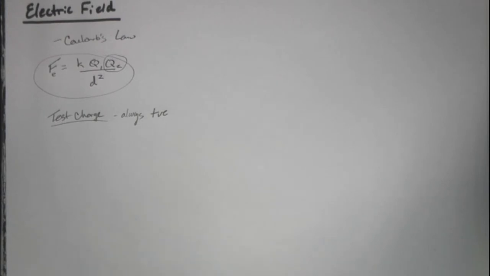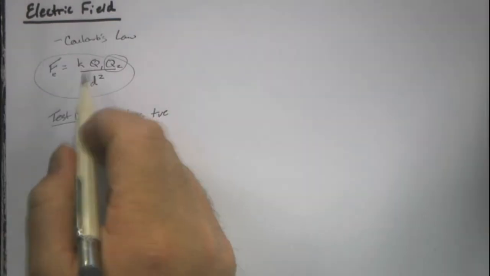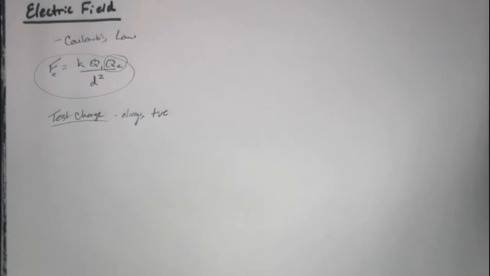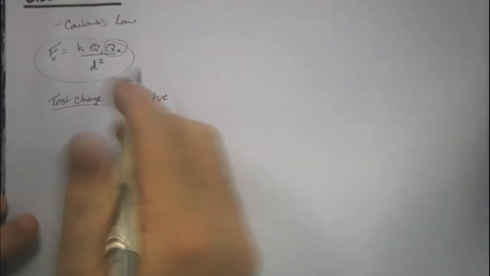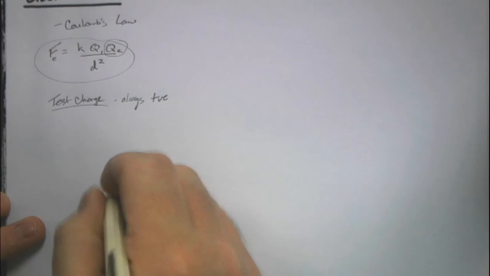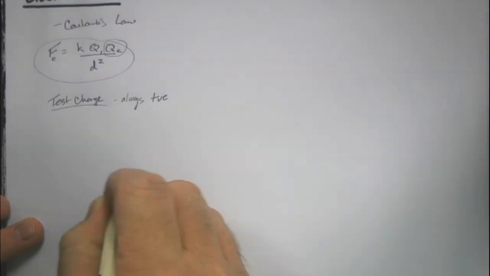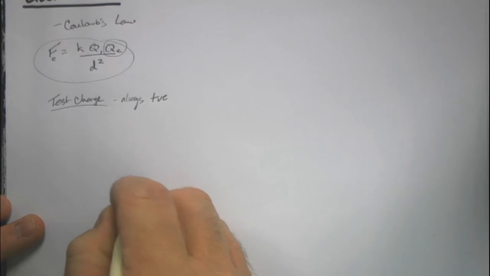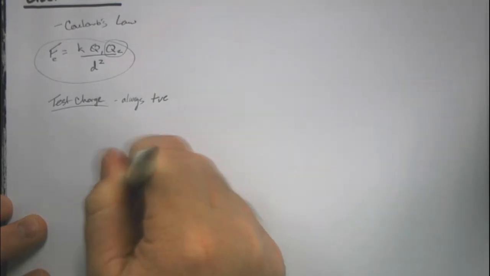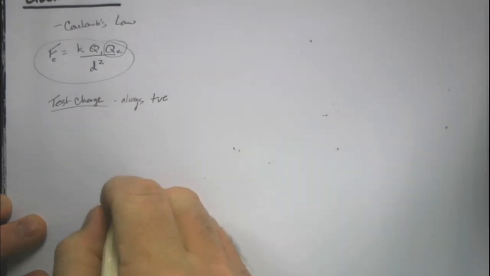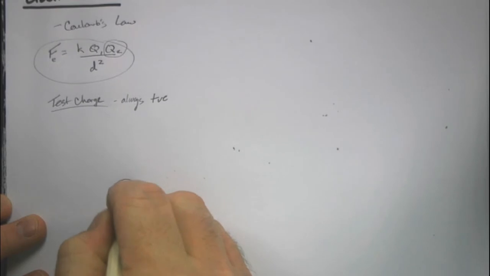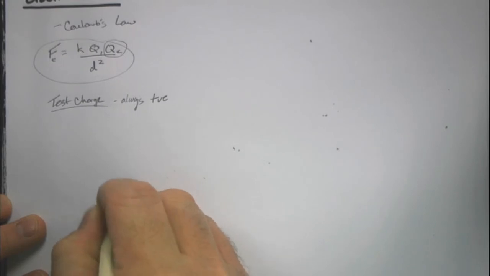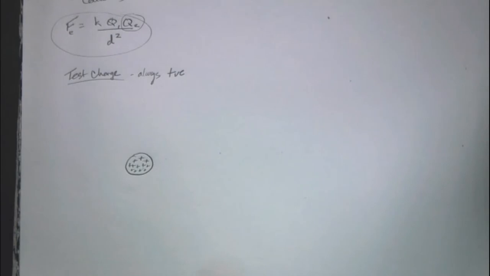It's so small that it won't have an effect on what's producing the other side of the electric force. And so what this test charge does is, we're going to have, I'm not going to make it negative, we'll make it positive, a positively charged object in the middle of some region of space.